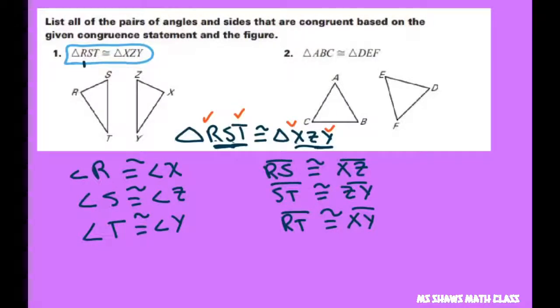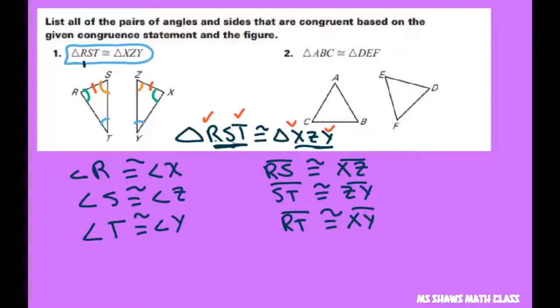And that's it. So if you want to mark it, you have angle R, and I'll just use colors. R is congruent to X. S is congruent to Z. And then T is congruent to Y. And for the sides, we'll do RS is congruent to XZ.